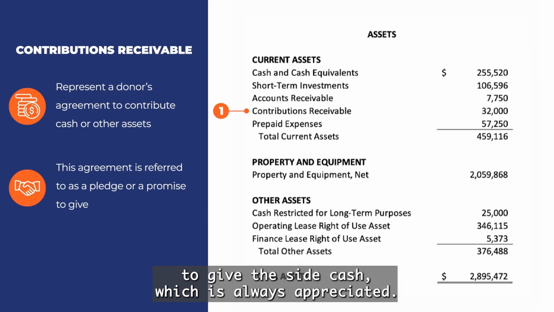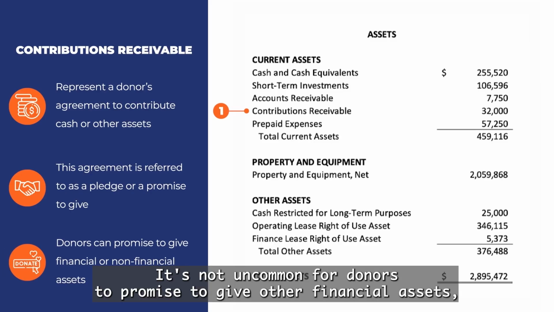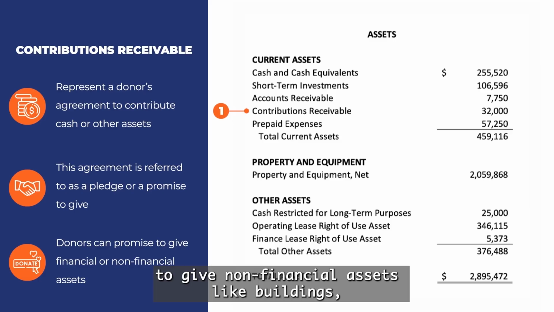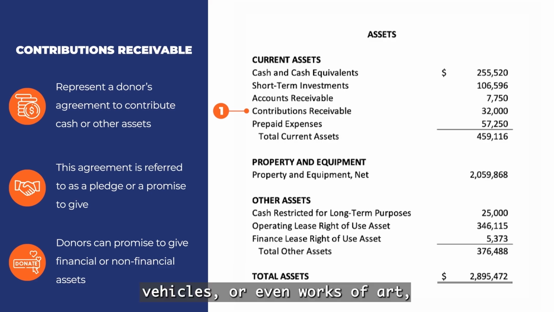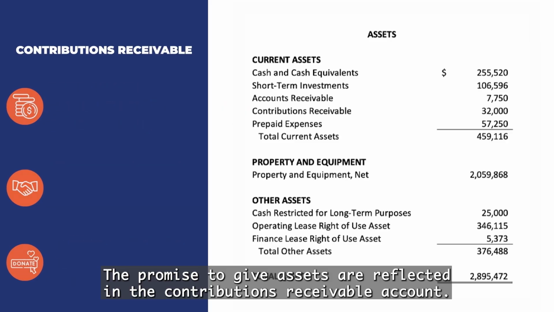Besides cash, which is always appreciated, it's not uncommon for donors to promise to give other financial assets, such as stocks or bonds. Donors can also promise to give non-financial assets, like buildings, vehicles, or even works of art. Whether financial or non-financial, the promise to give assets are reflected in the contributions receivable account.